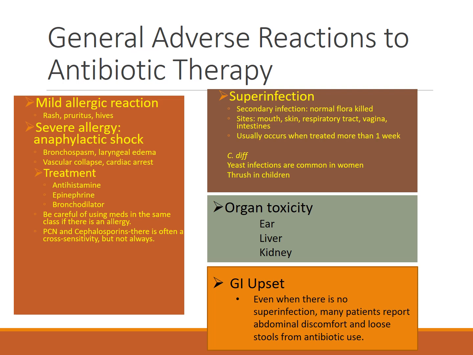Superinfections. So when we kill off the normal flora, then we would get a secondary infection like C. diff. We can also get yeast infections or thrush. So mouth, skin, respiratory tract, vagina. For the yeast infections or thrush, those can happen anywhere we have a skin fold. It isn't just the vagina. You can get it under the breast. You can get it in the groin.